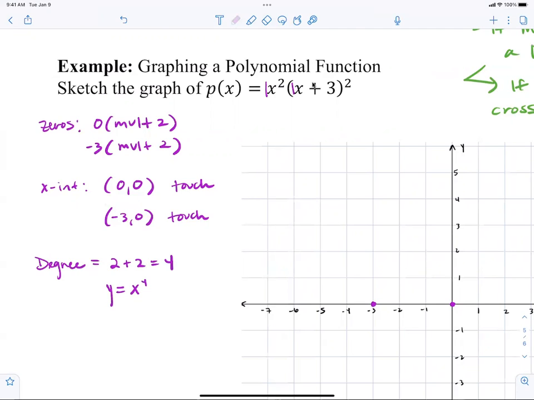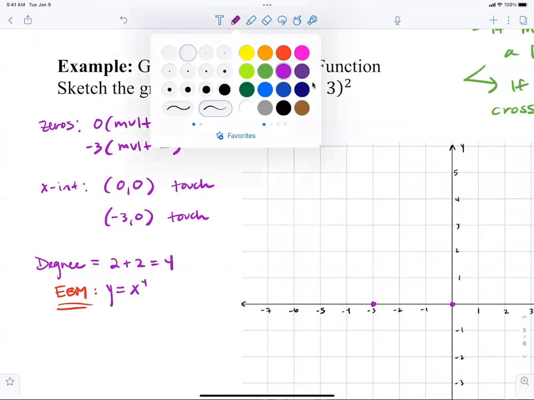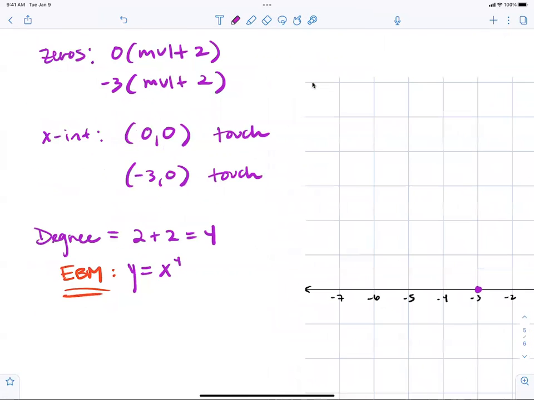Or our end behavior model, which I always abbreviate as EBM, not a technical term. It's more of a Miss Dorset term. Much like MC.